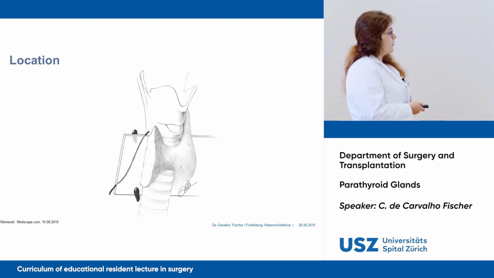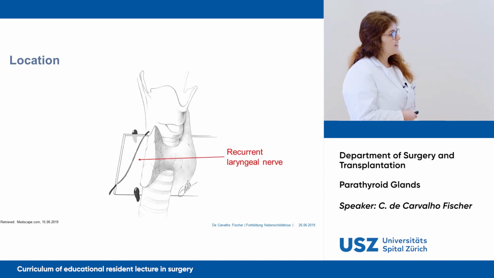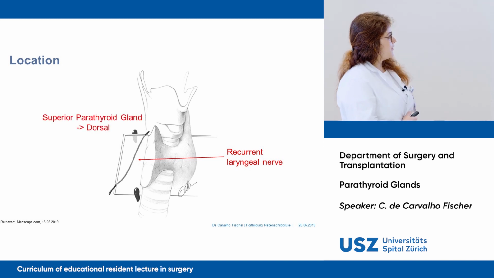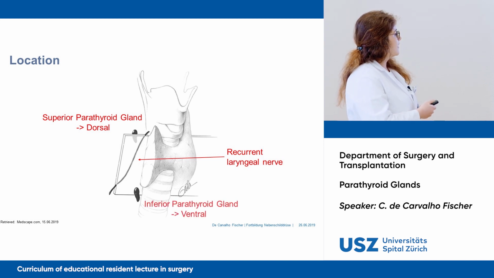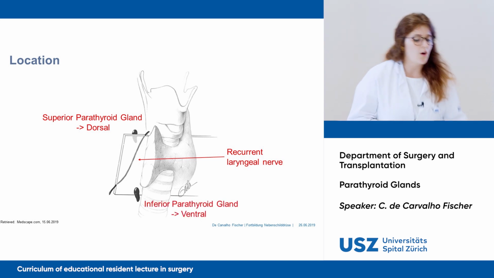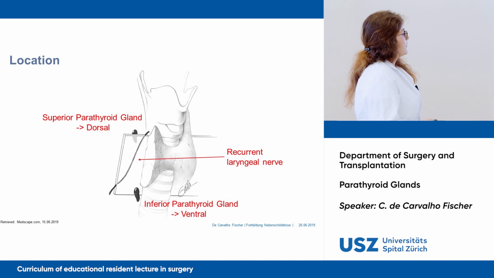So it's important to know where this structure is, the recurrent laryngeal nerve, because the superior parathyroid glands are always dorsal of the recurrent laryngeal nerve. The inferior parathyroid glands are always ventral of the recurrent laryngeal nerve.